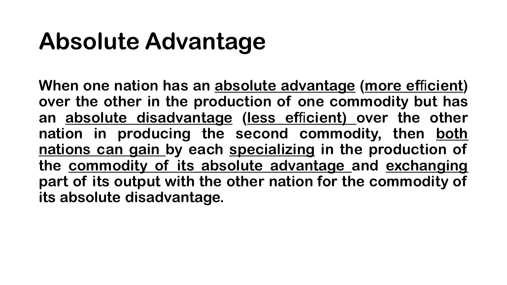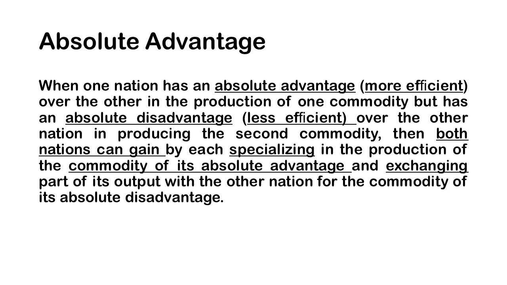So according to Adam Smith, nation A has an absolute advantage in the production of commodity X and B has an absolute advantage in the production of commodity Y. So nation A can specialize in the production of commodity X and nation B can specialize in the production of commodity Y, and they can exchange their commodities at the international market.